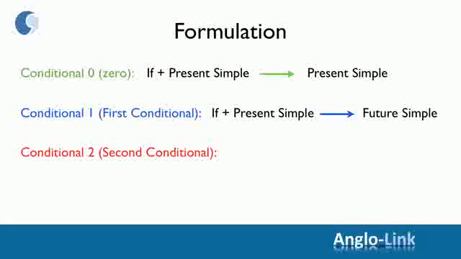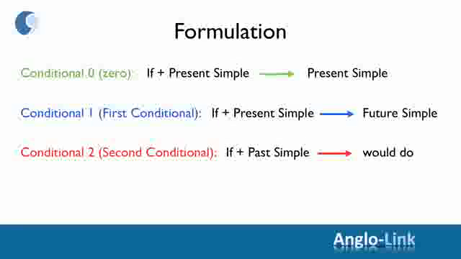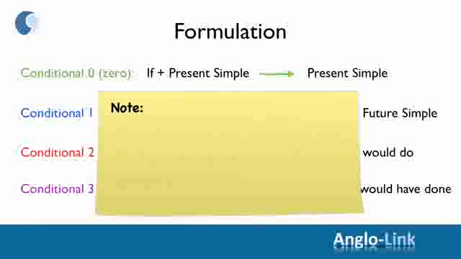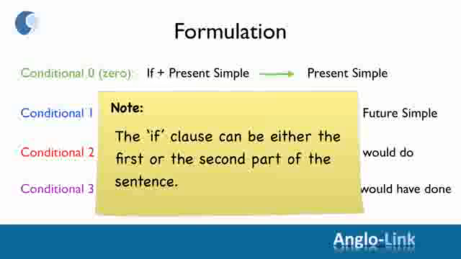Moving on to conditional 2, or second conditional, where we use the past simple in the if clause and would do in the consequence clause. And finally, we have conditional 3, or the third conditional, where we use the past perfect in the if clause and the consequence clause is formulated with would have done. Note that the if clause can be either the first or the second part of the sentence. You can switch the two clauses round.